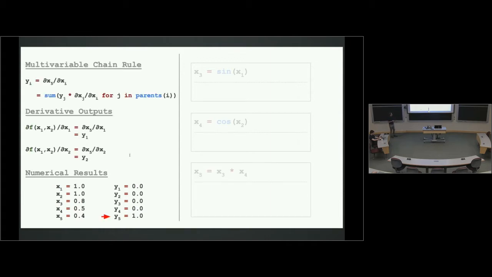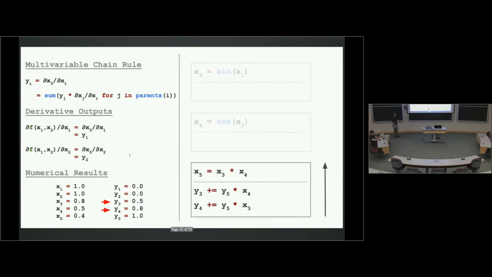And now we're going to start with the reverse pass. In the reverse pass, we set y5 equal to 1, because remember, y5 is just the partial derivative of x5 with respect to x5, and so that's going to be 1 because the change is literally the same. Just following our chain rule, we can calculate y3 to be y5 times the partial derivative with respect to x3, which is x4, and then do the same for y4.